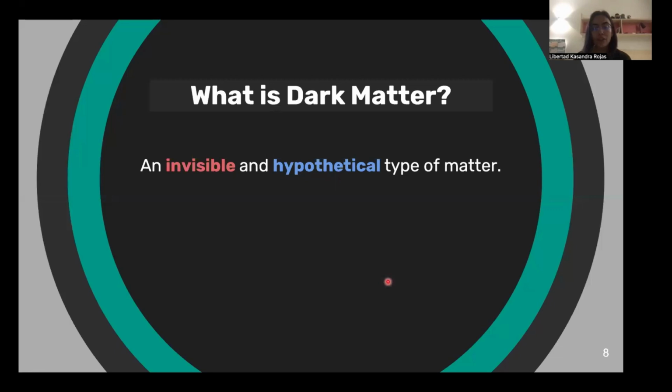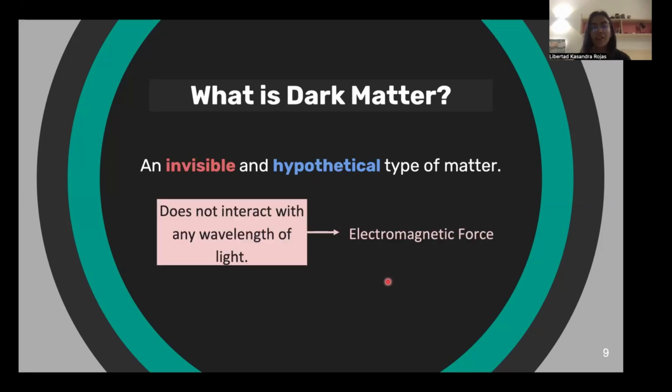First of all, let's answer the question of what is dark matter? The simplest definition one can give is pretty much that it is an invisible and hypothetical type of matter. When I say invisible, I mean that it doesn't interact with any wavelength of light. And when I say any wavelength, I'm not just talking about visible light, what we can actually see with our eyes, but all of the spectrum, including ultraviolet and infrared. What this means is that it doesn't interact with the electromagnetic force. So that's an important property of dark matter.